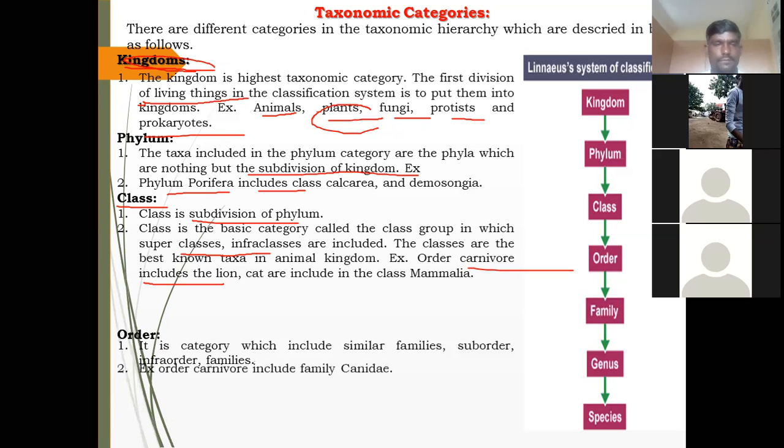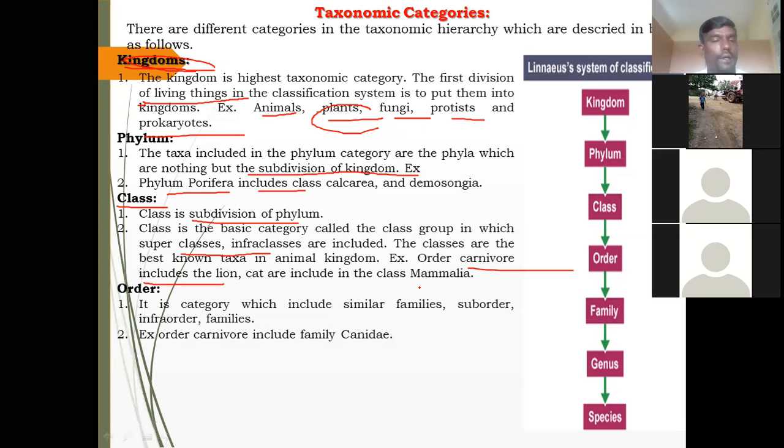Next one, order. Order is a category which includes similar families, suborder, infraorder, and families. For example, it will be again redivided. For example, order Carnivora includes family Canidae. Do you notice? It includes similar families.